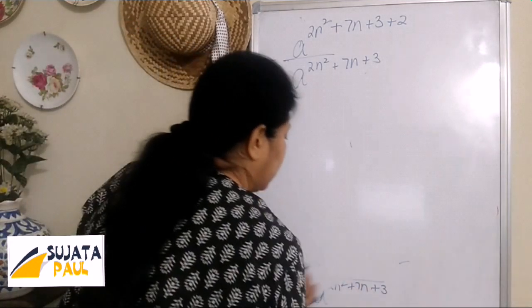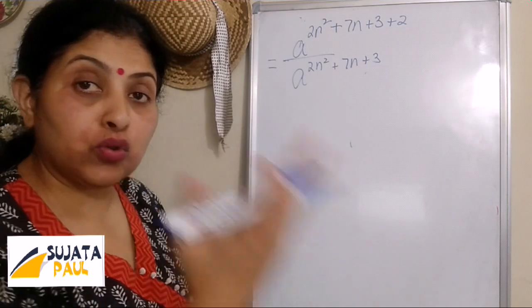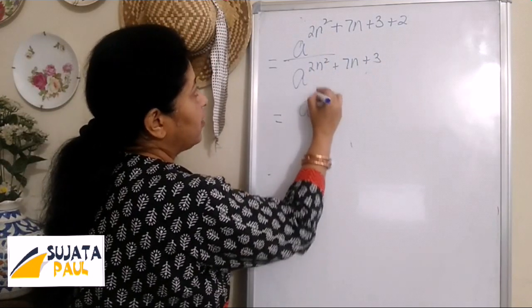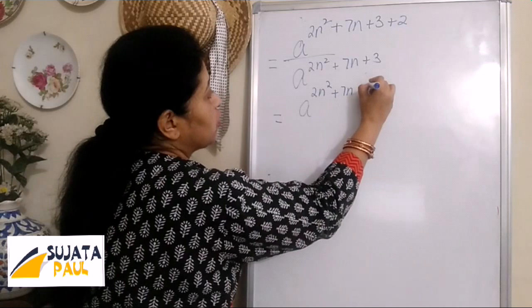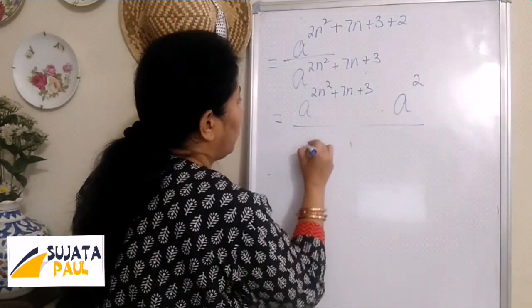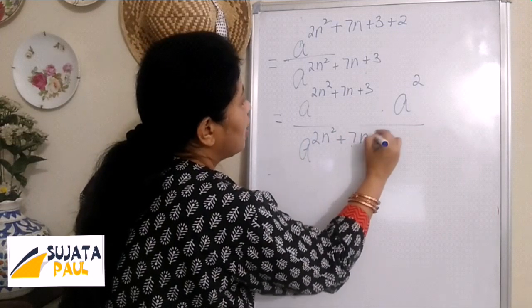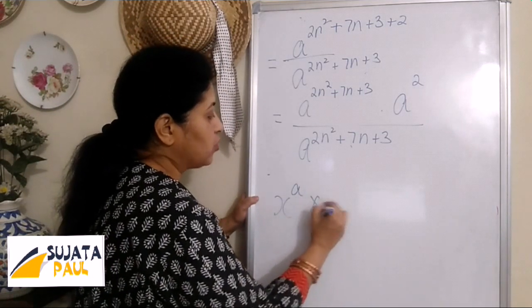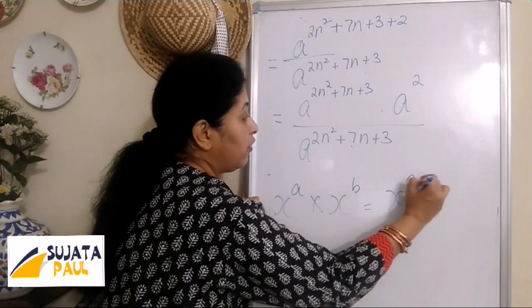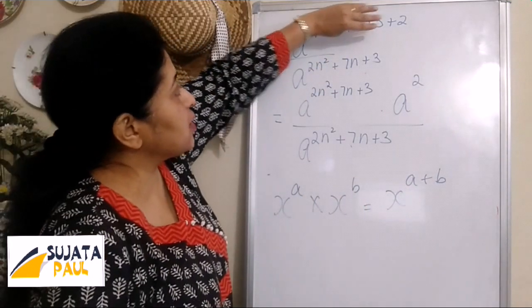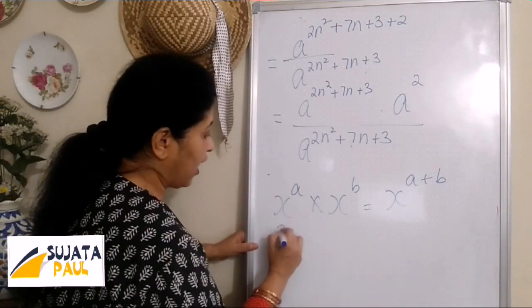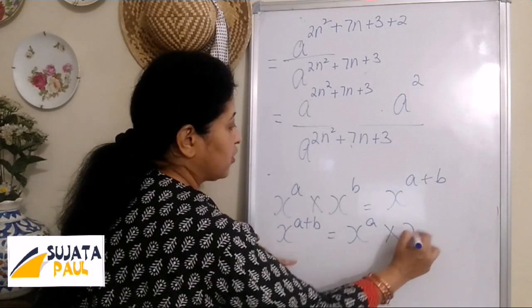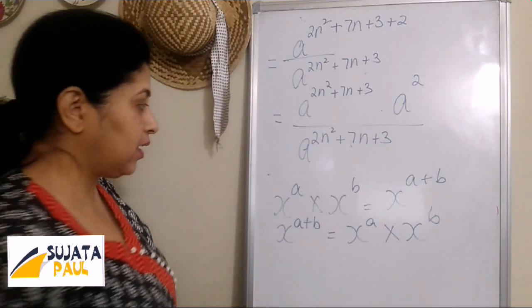So what I'm going to do now is split, meaning I'll do the reverse of the product law that I was doing. This is common, so I'll keep this same. I write a raised to the power of 2n square plus 7n plus 3 into a raised to the power of 2 upon a raised to the power of 2n square plus 7n plus 3. You'll ask me why I did this. You know very well. Look at this. x raised to the power of a into x raised to the power of b is written as x raised to the power of a plus b, right? So I can do the reverse, meaning if I have x raised to the power of a plus b, I can write it as x raised to the power of a into x raised to the power of b. That is what I have done here. Clear?